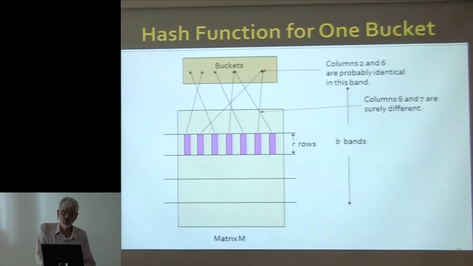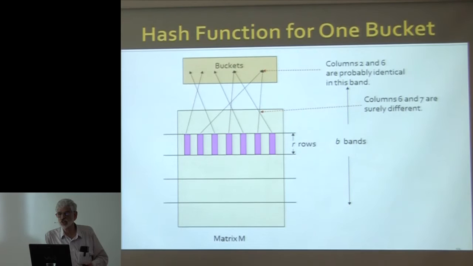Here we assume that I would like it that only if they are identical in that band do they hash to the same bucket. But since that's probably too many buckets, I might get some collisions. And again, those will be false positives, pairs that get compared for no good reason and are found not to be similar.